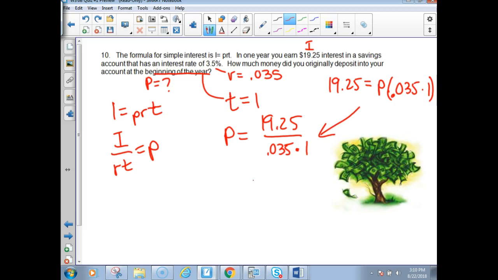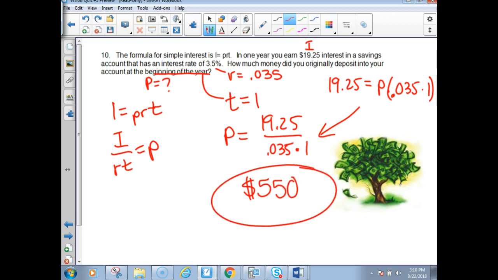And I think that's 550. Now, I didn't know that in my head. I just have already done it. Okay. We started with $550.